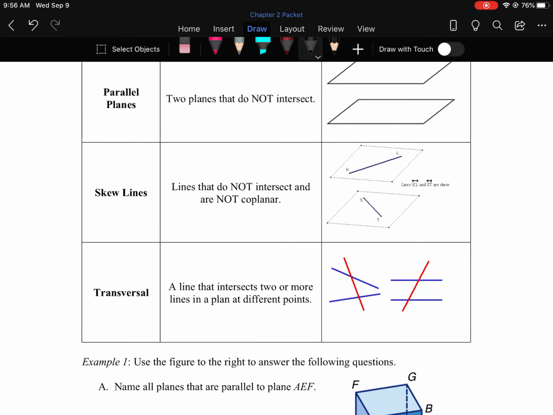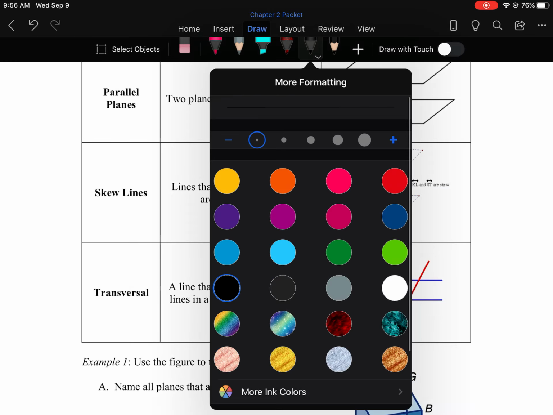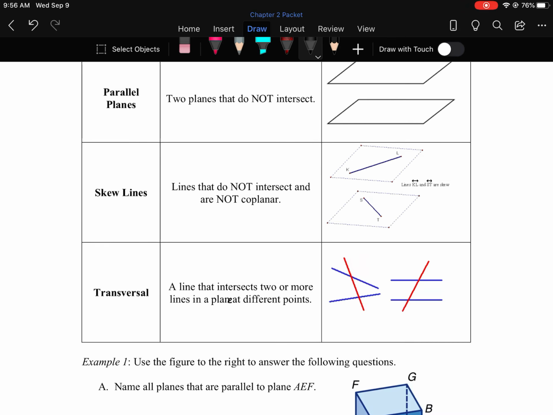And transversal, that's the second part of what we're going to do today. It's a line that intersects two or more lines in a plane at different points. The transversals in this case are the red lines. The lines could be parallel that they're intersecting, but they don't necessarily have to be.